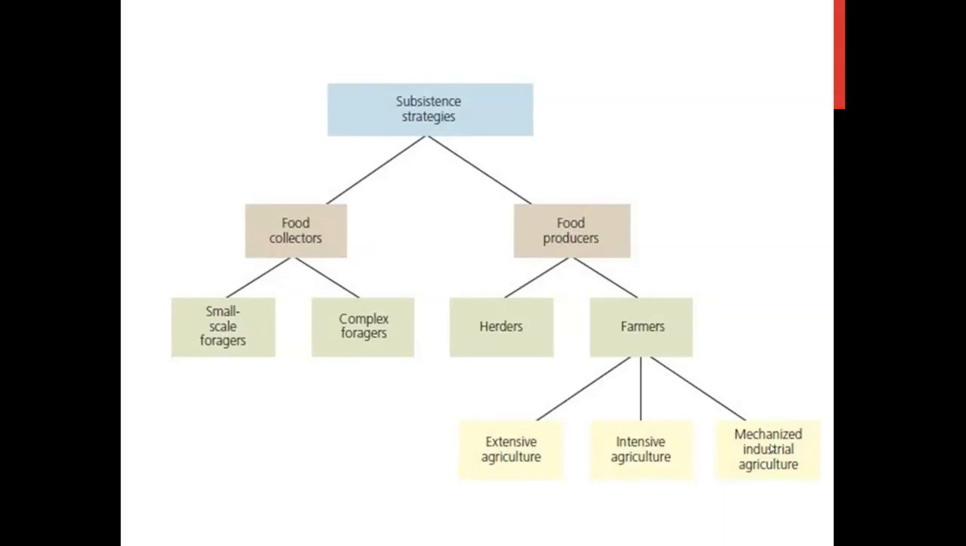Okay. Food producers are herders and farmers. We went over extensive and intensive agriculture already, right? Extensive is that it feeds, or could feed, more than a few people, a couple people. And then intensive is that, you know, knowledge of it. No, sorry, knowledge of farming.